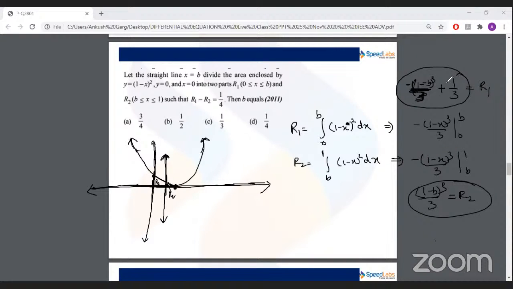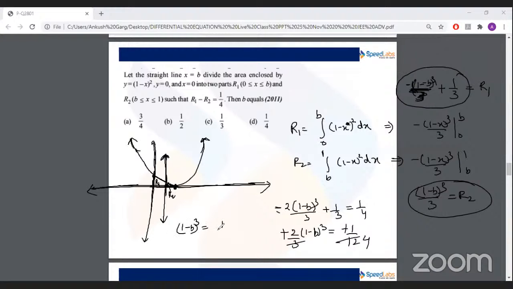Okay, so we have R1 minus R2 is 1 by 4. So when you subtract these two, you will get minus 2 times 1 minus B cube by 3 plus 1 by 3 as 1 by 4, right? Now you can simplify it. So minus 2 by 3, 1 minus B cube is equal to minus 1 by 12, minus minus will be plus. This will become 4. Dividing by 2, we're getting 1 minus B cube to be 1 by 8, right? 2 4s are 8. That will give you 1 minus B as 1 by 2. So B we are getting simply equal to 1 by 2, right?